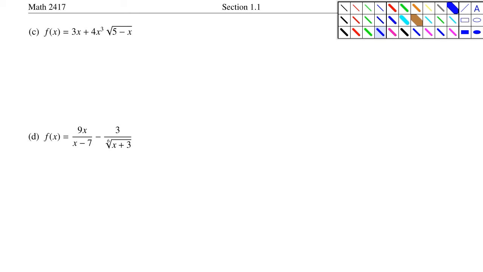Example C. F of x is equal to 3x plus 4x cubed times the square root of 5 minus x. So in this case, we're looking for the domain. We do have a square root. And the rule is that the inside of the square root cannot be negative. So I'm going to go ahead and affirmatively find what this could be. So if it can't be negative, that means it could be greater than or equal to 0.